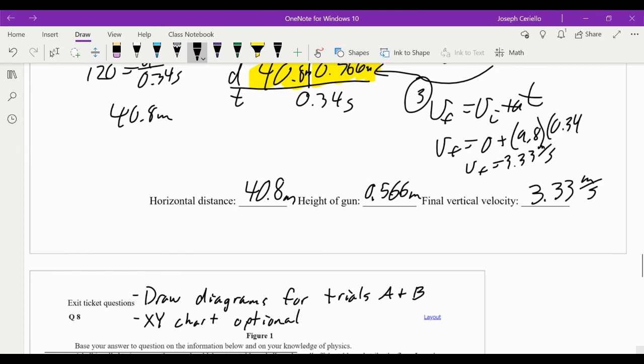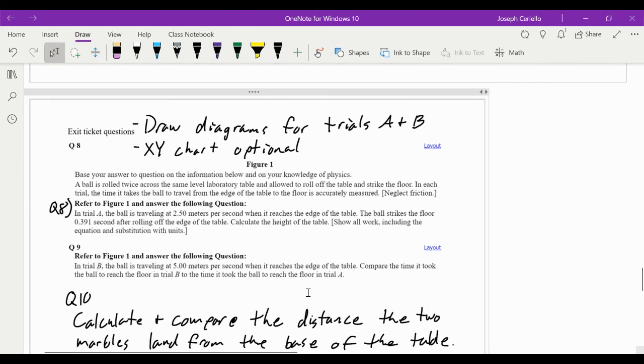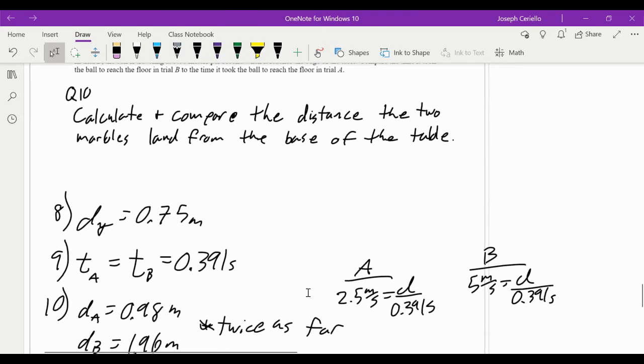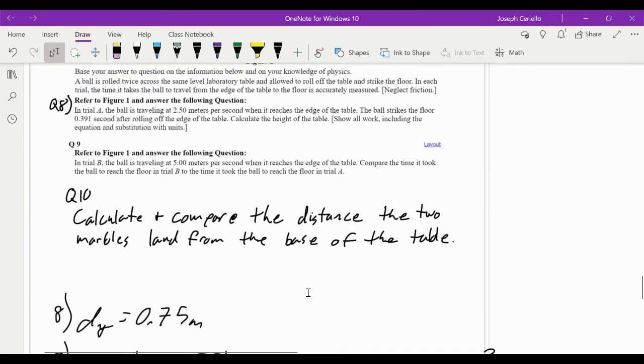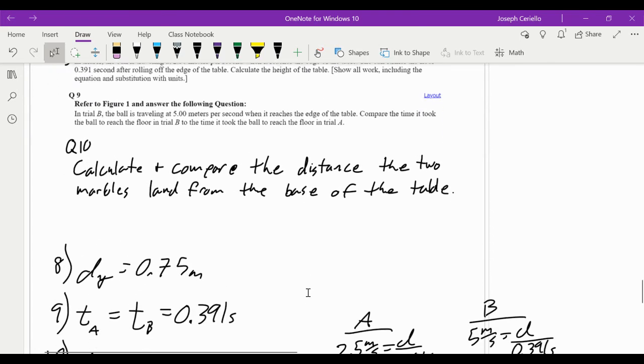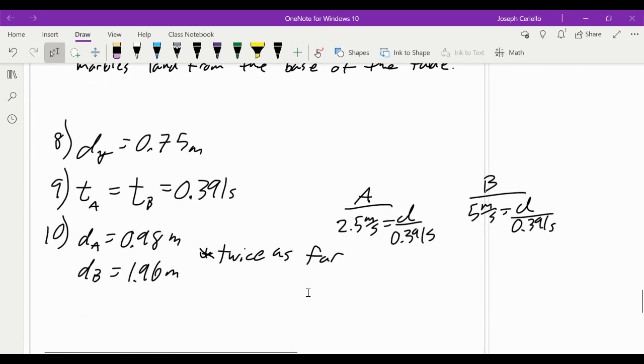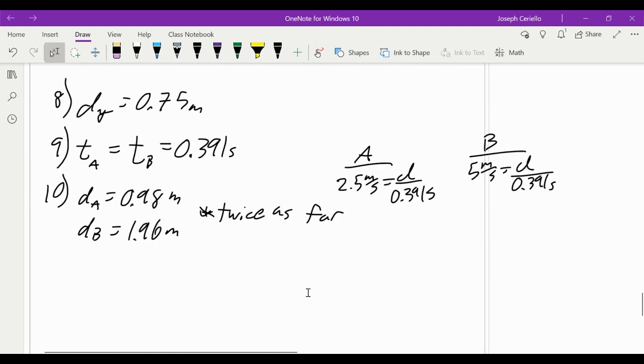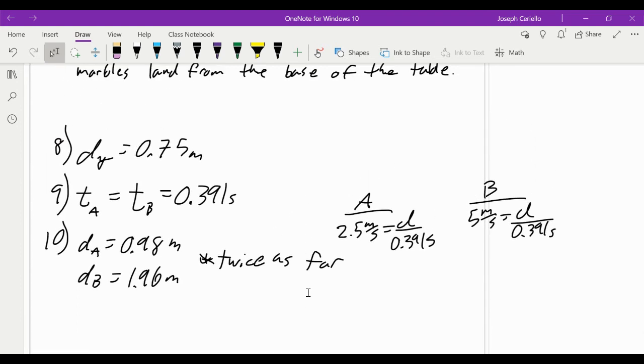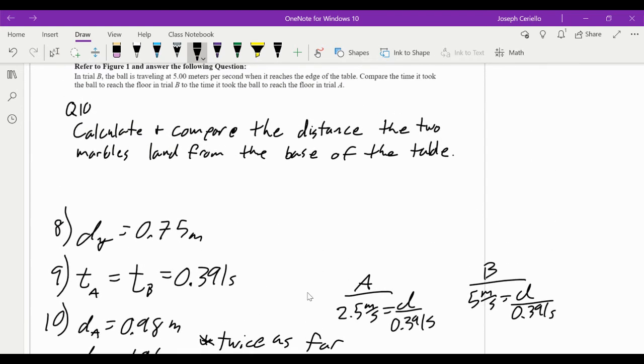Now for this last one, the distance in the y direction you should have gotten was 0.75 meters. The time for both trials was the same, 0.391 seconds. And you should have found that the distance in trial A was 0.98 meters and the distance in trial B was 1.96 meters. So it's twice as far because it's going twice as fast.